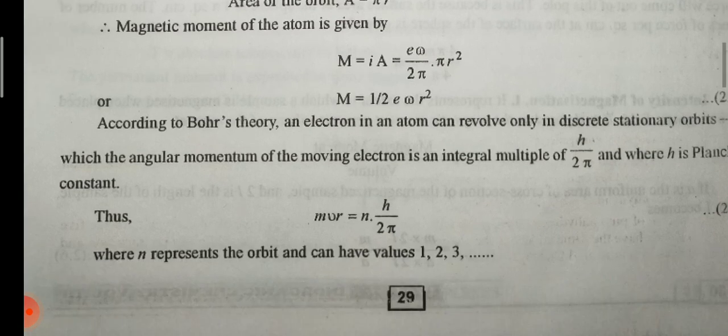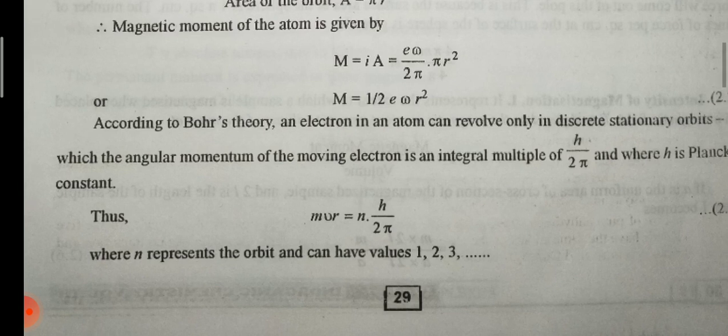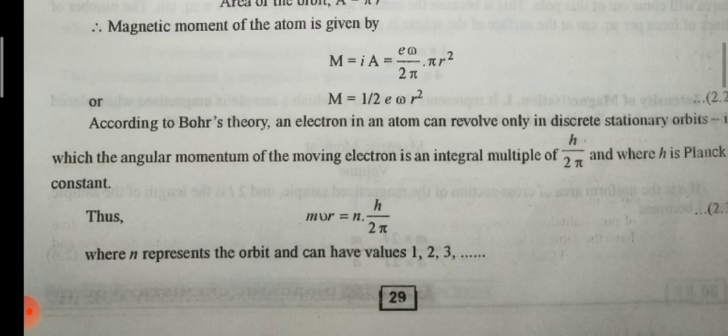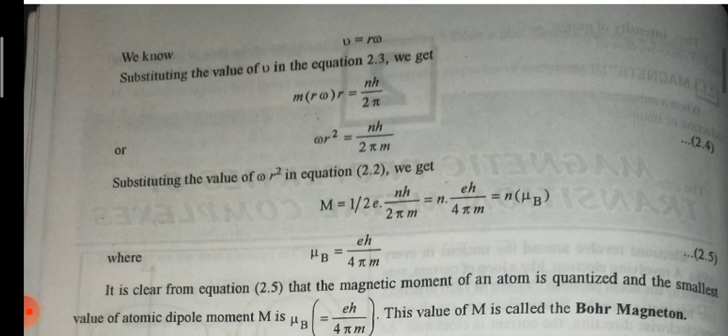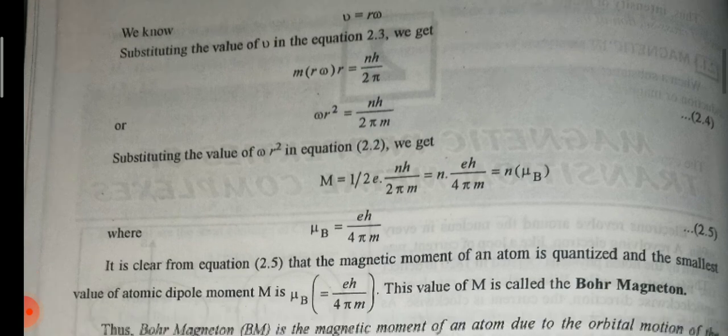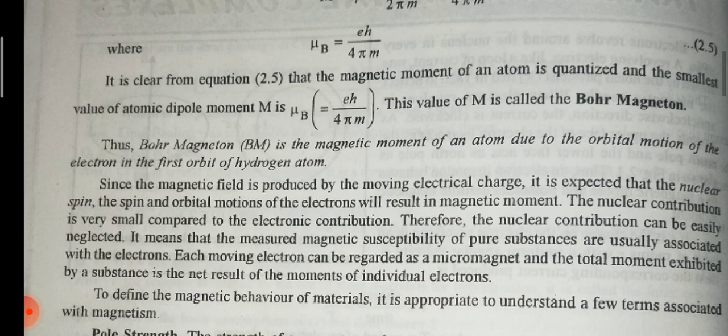According to Bohr's theory, an electron in an atom can revolve only in discrete stationary orbits, in which the angular momentum of the moving electron is an integral multiple of h/2π, where h is Planck's constant. mvr = nh/2π, where n represents the orbit and can have values 1, 2, 3. Then mωr·r = nh/2π, so ωr² = nh/2πm. Hence μB = eh/4πm.